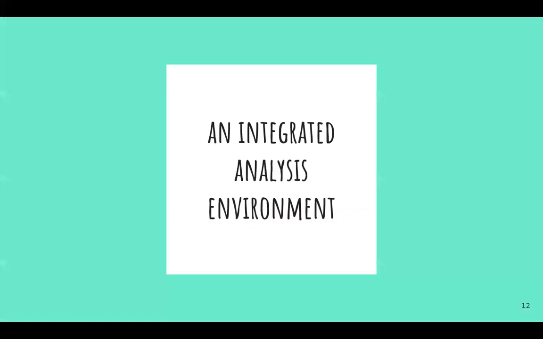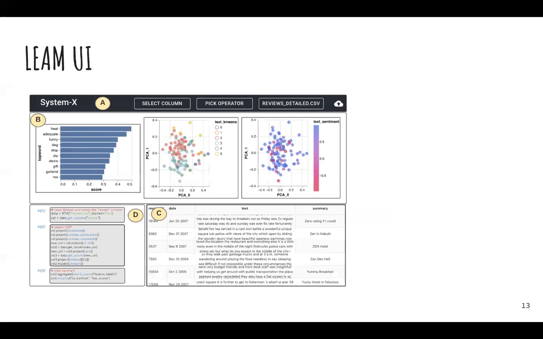Leam is designed to be a one-stop solution for visual interactive text analysis, or VITA. It leverages several design considerations distilled from existing work and our own experiences working in an industrial research lab setting. Leam integrates three paradigms: spreadsheets, computational notebooks, and visualization tools into a single system.